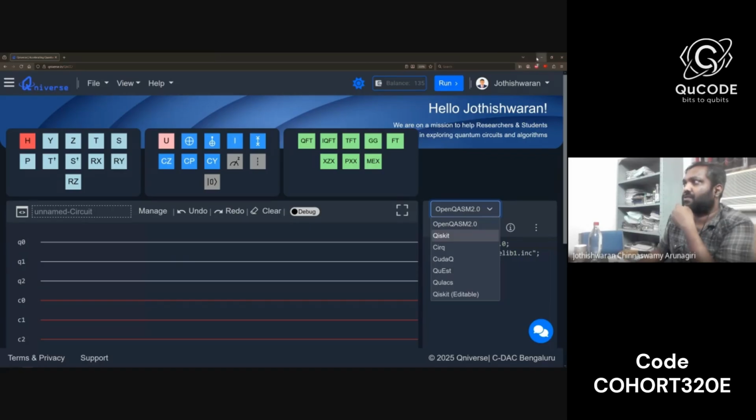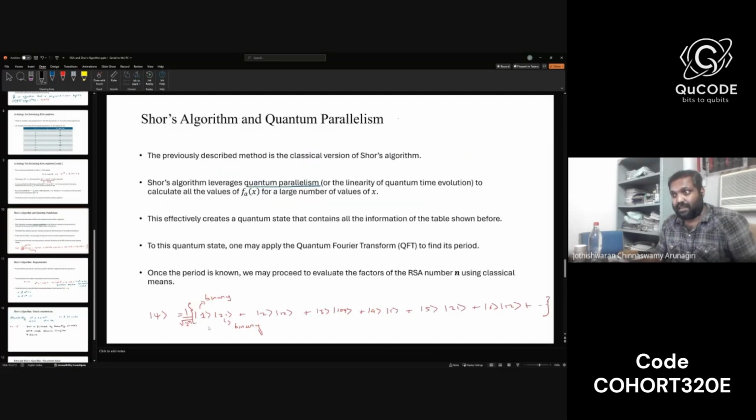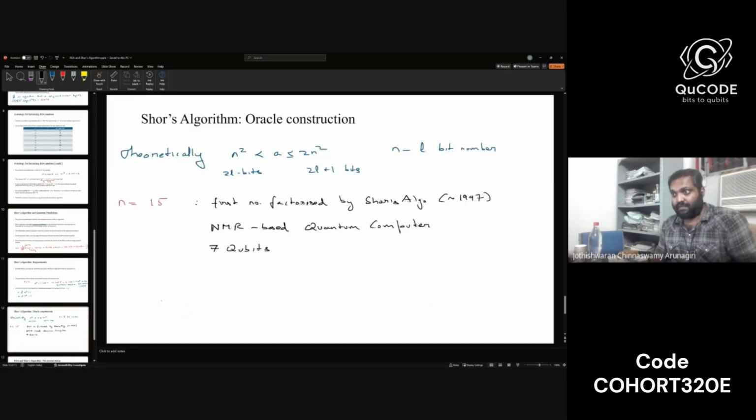Okay, so back. So this was factorized. This was the first number to be factorized by Shor's algorithm. Now see, it's 7 qubits. Now remember, over here, this should contain log n qubits, right? So whatever my value of n is, it should contain log of that. Now what is log of 15? Log to the base 2.